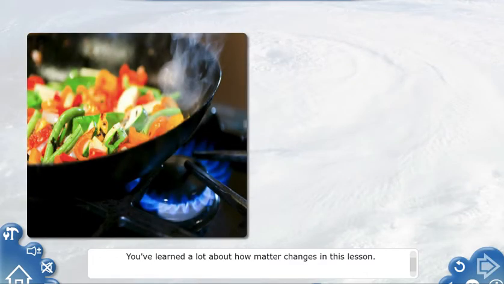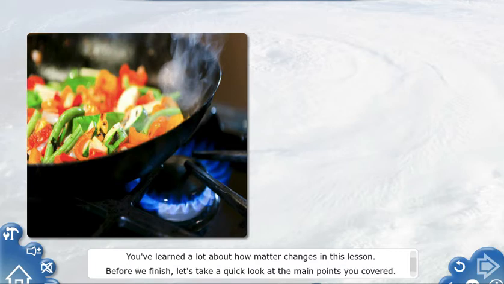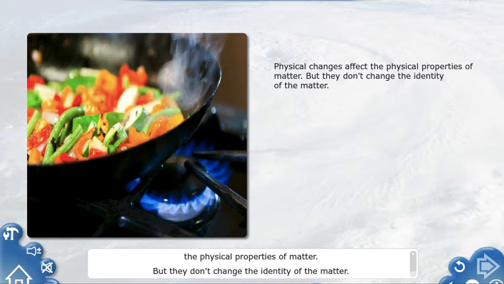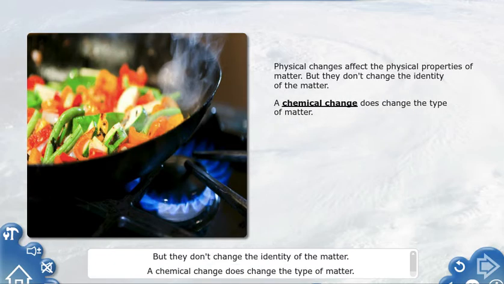You've learned a lot about how matter changes in this lesson. Before we finish, let's take a quick look at the main points you covered. Now you know that physical changes, such as cutting an apple in half, affect the physical properties of matter. But they don't change the identity of the matter. A chemical change does change the type of matter.